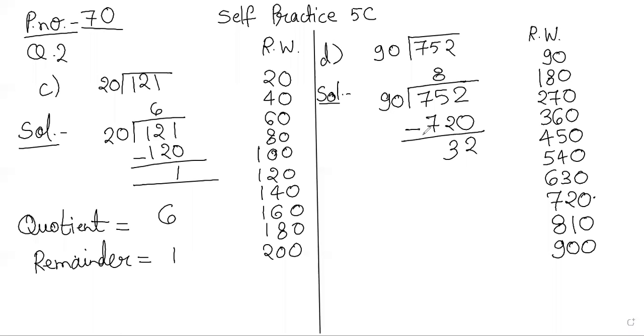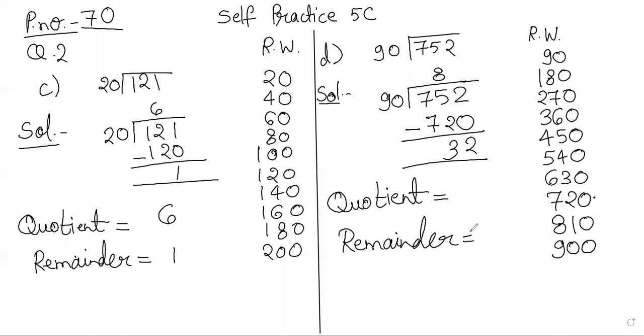Now 32. Compare divisor and 32. 32 is smaller than the divisor, which means we cannot divide. Now check, is there any digit left in the dividend? No digit is left that we can bring down. So that's all. Stop the division and write quotient and remainder. Here quotient is 8 and remainder is 32. This is the solution for question number C and D. You can take a screenshot.